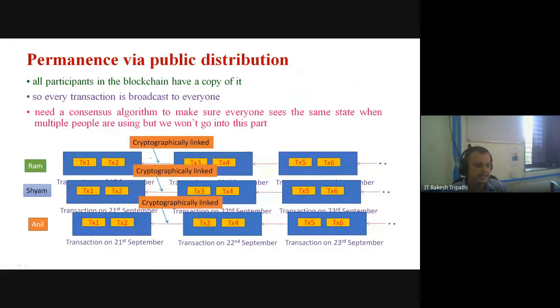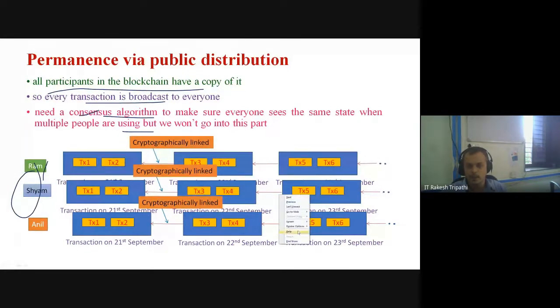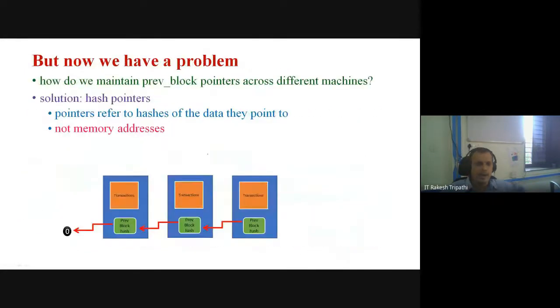So we were able to design a blockchain banking system where you get permanence. All participants in the blockchain have a copy of it. Every transaction is broadcast to everyone, and we need consistency to make sure that everyone sees the same. Whatever transaction is happening, it will be among these 3 nodes. Everybody will see, okay, this is a valid transaction. Then it will be added to a block in the blockchain. And the last point is that this previous hash pointer is important. This is the hash pointer to the previous block. It is not the exact pointer, because you cannot have an exact pointer as different machines have different addressing formats.